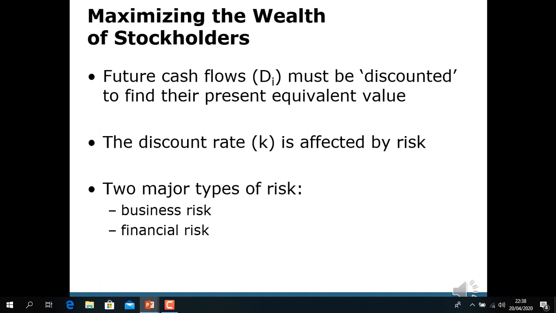So, the future cash flow noted by D must be discounted to find their present equivalent value, and the discount rate noted by K is affected by risk. Thus, from the future cash flow and the discount rate, we can explain risk. There are two kinds of risk. The first one is business risk, and the second one is financial risk.